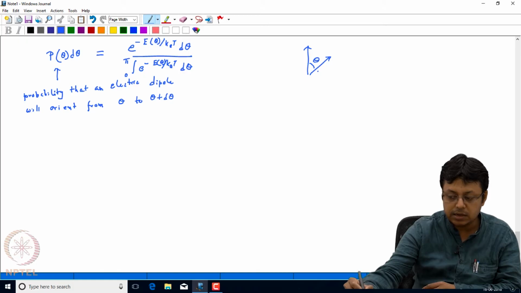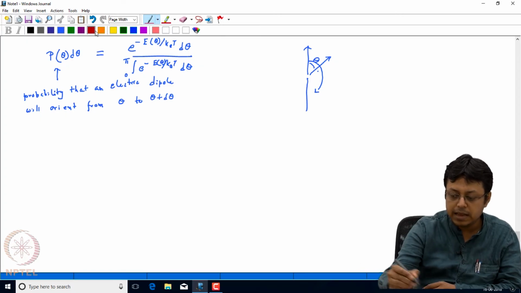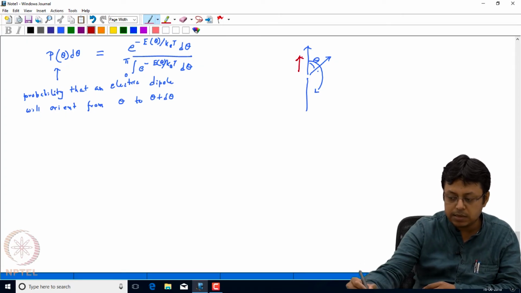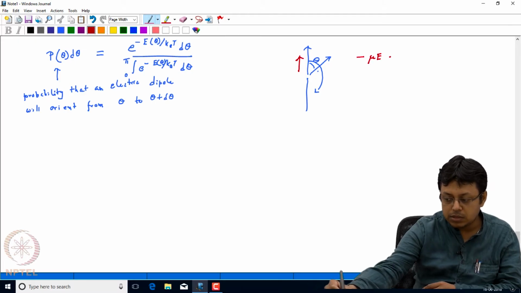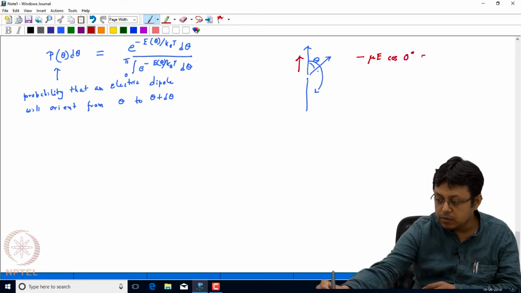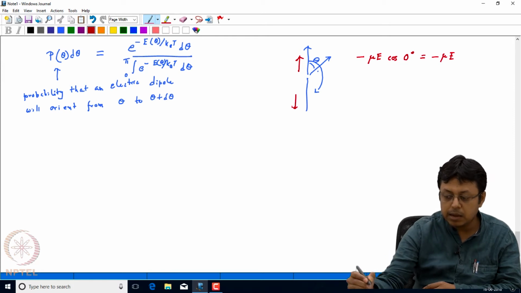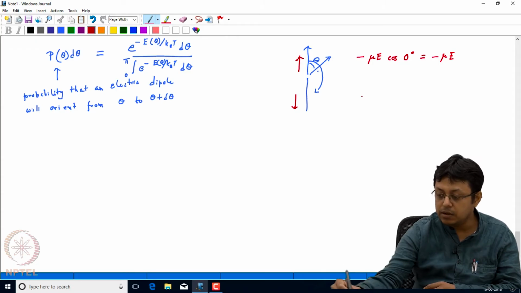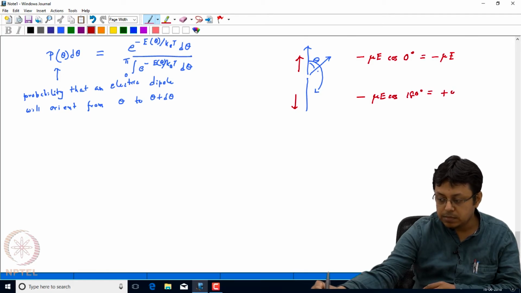So, we are saying that this is theta, this is arbitrary, but this can take possible values like this, and again the two extreme values are like this. This is basically when the energy is minus mu E cosine 0 degree, which is minus mu E. And similarly, the other extreme will be when the dipole is oriented against the field, and the energy will be minus mu E cosine 180 degree, which is plus mu E.